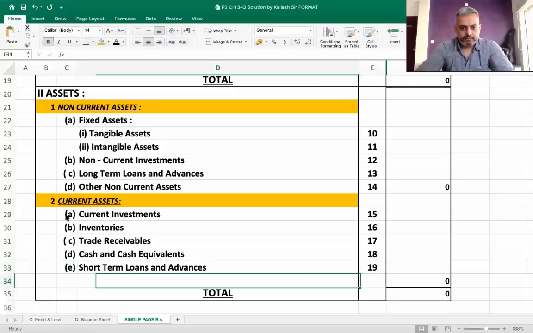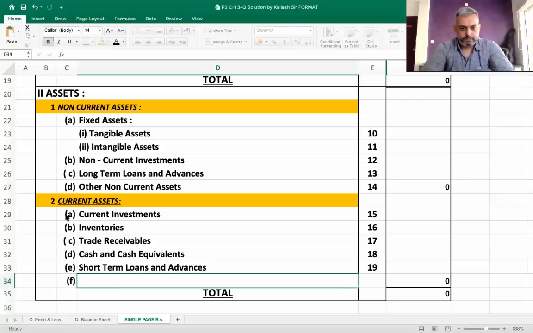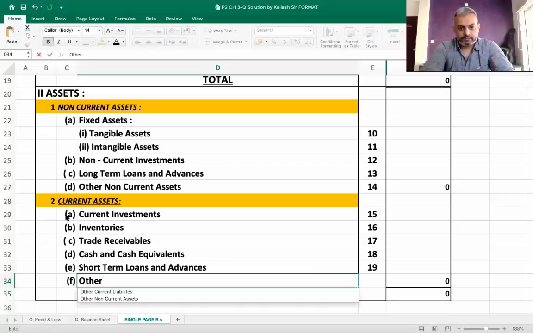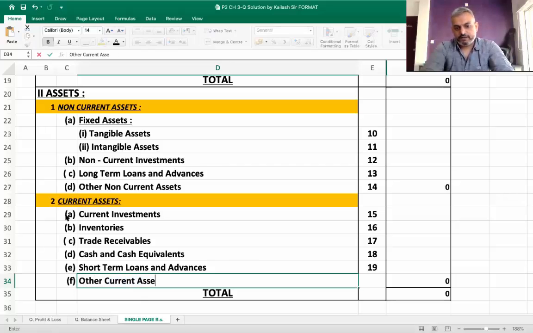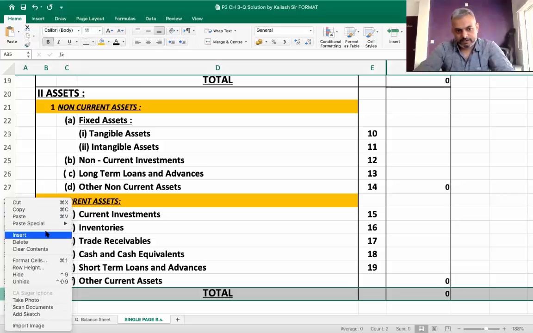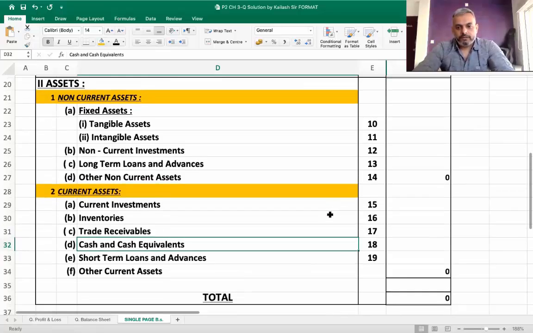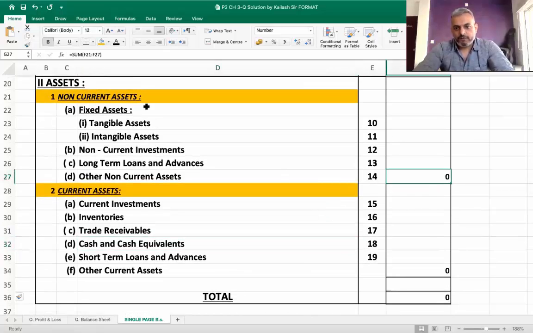It is 19 and F. Other current assets. So other is everywhere. Okay. So this is how you will have a total of non-current assets and a total of current assets, and then the final total.